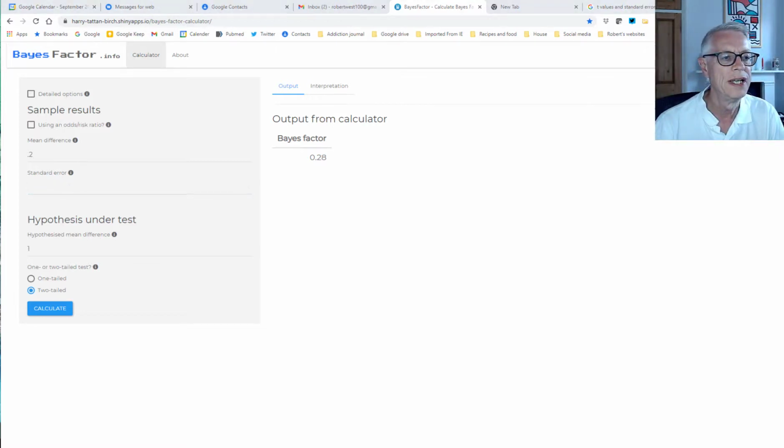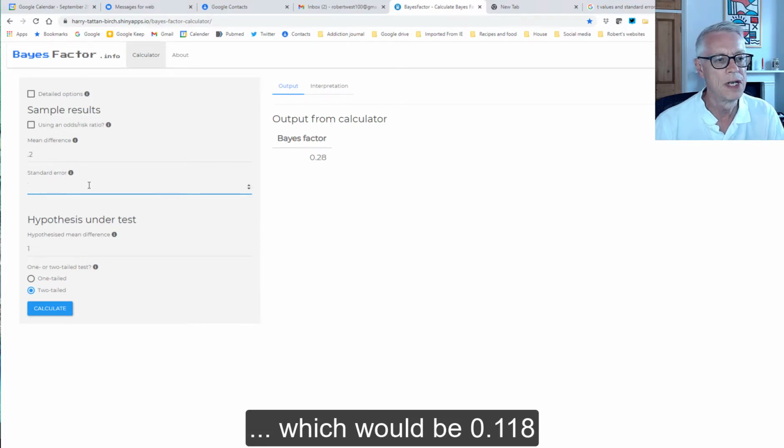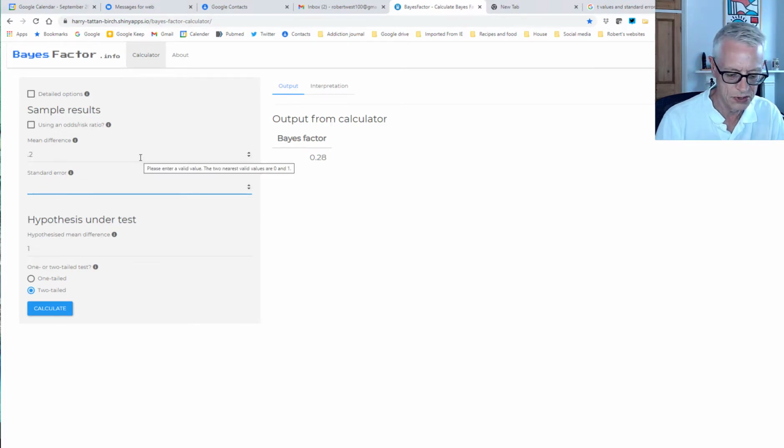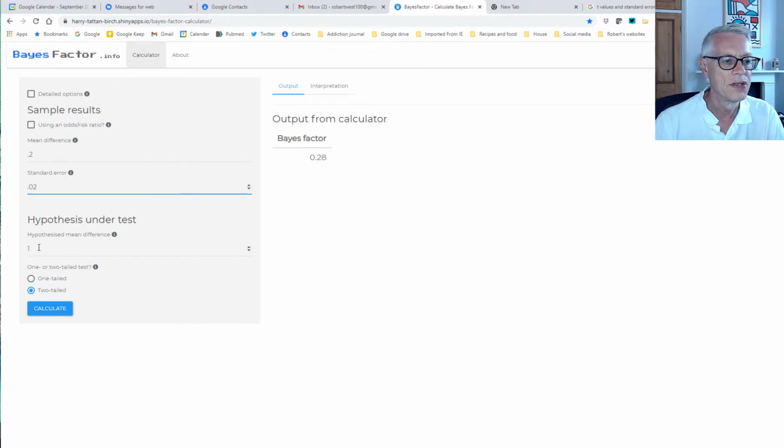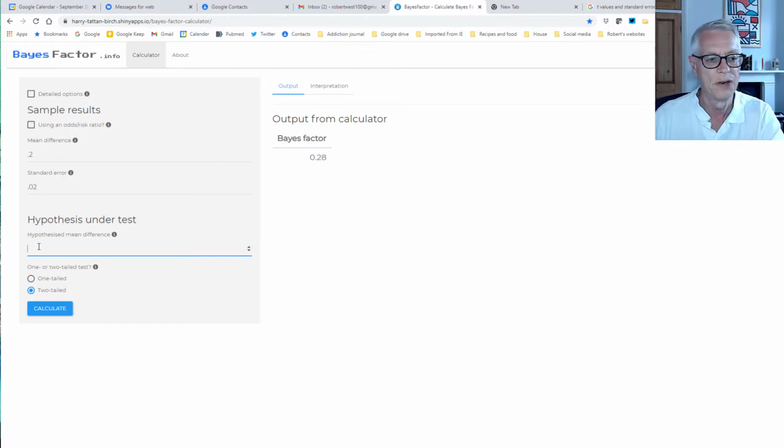So if your t was, let's say, 1.7, then the standard error would be 0.2 divided by 1.7. So let's put a standard error in here, and let's just call it 0.02, for example. And you always have to put in your H1, your hypothesis under test. In effect, what you're testing is a range of values. You don't have to be precise about it. Say, well, I would definitely expect it to be 0.3 or 0.1 or whatever it might be.